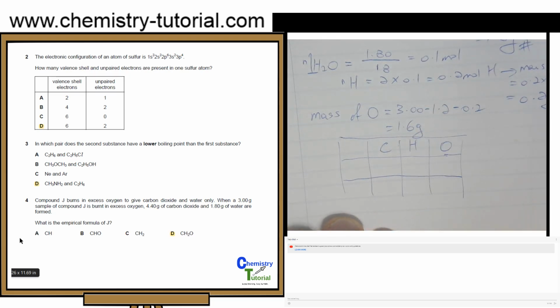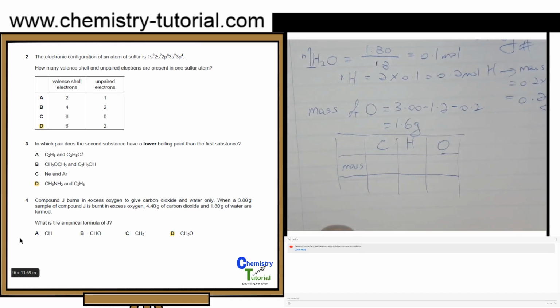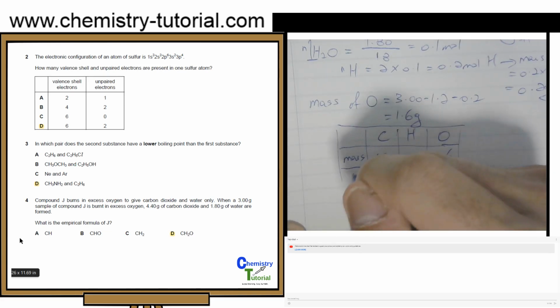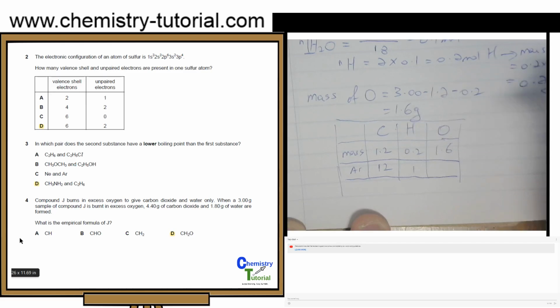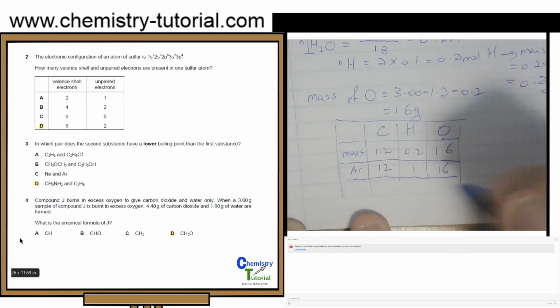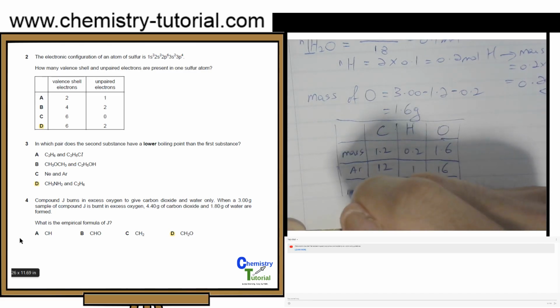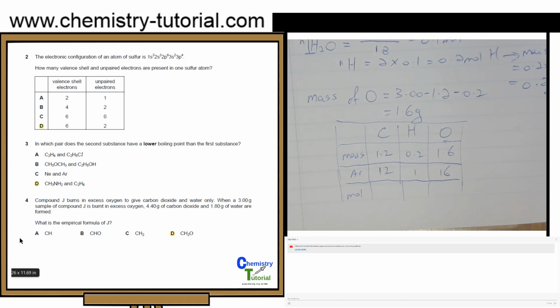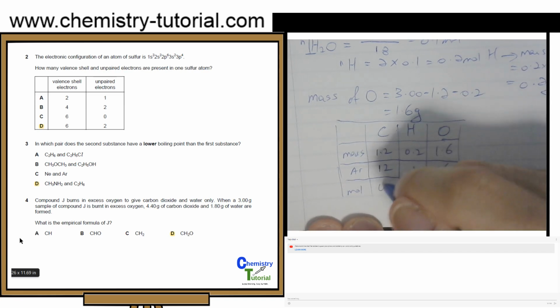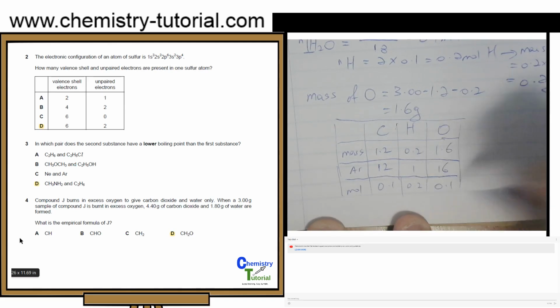Now, we will put in the mass first. The mass can be in percentage or grams, it doesn't matter, because what you want is just a ratio. The mass of carbon is 1.2, the mass of hydrogen is 0.2, and the mass of oxygen is 1.6. Mass over AR is what we need to consider, not MR. So AR of carbon is 12, AR of hydrogen is 1, AR of oxygen is 16. So we find the moles: 1.2 divided by 12 gives 0.1, just to double check, 1.2 divided by 12, 0.1, yes. So we have 0.1, this is 0.2, this is 0.1.